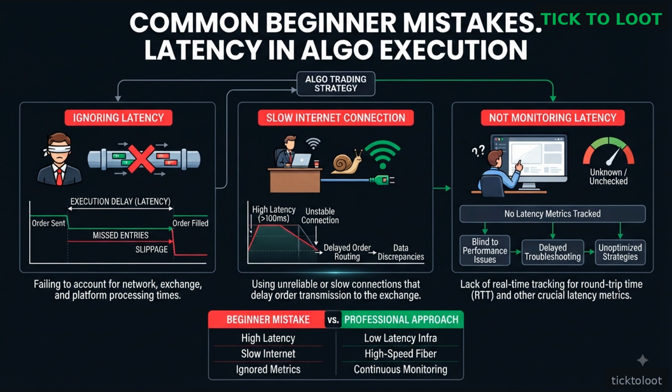Common beginner mistakes related to latency in algo execution include ignoring latency, using slow internet connections, and not monitoring latency. These mistakes can result in significant losses and poor trading performance. It's essential to avoid these mistakes by optimizing your trading algorithm, using fast and reliable internet connections, and monitoring latency. By doing so, you can minimize latency and improve your trading performance. In the next scene, we'll discuss a step-by-step walkthrough of how to optimize latency in your trading algorithm.